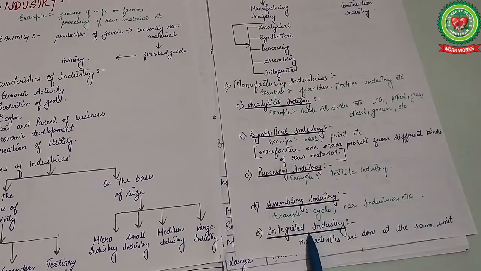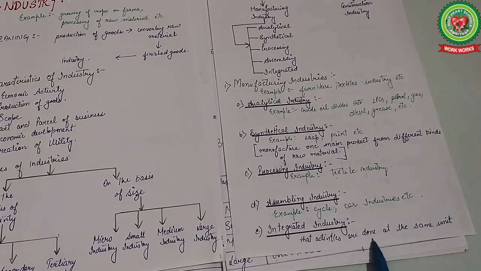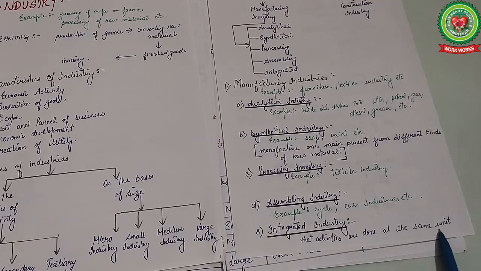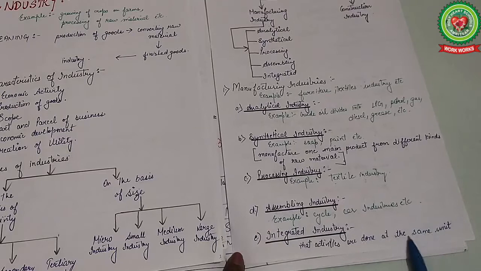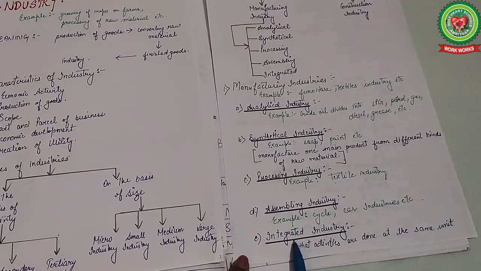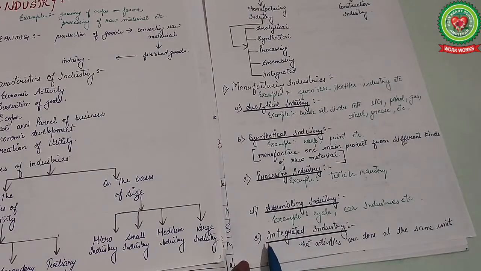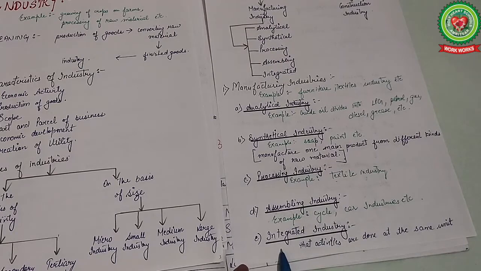Next one is the integrated industry. Simply we can say that integrated means activities that are done at the same level. It means all the activities are related and combined with each other at the same unit. Then it is known as the integrated industry, where every activity is done at the same level.